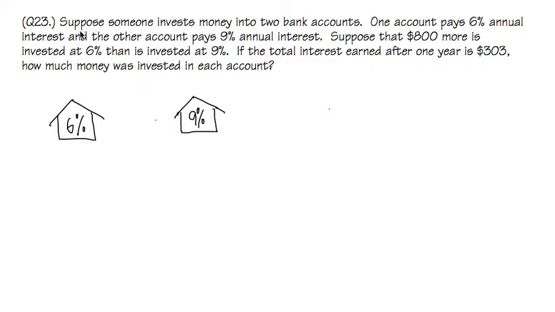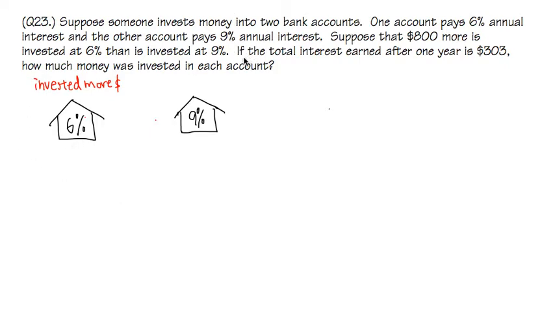Let's read the question. Suppose someone invests money into two bank accounts, and one pays 6%, the other one pays 9%. And we also know that $800 more was invested in the 6% account than the 9% account. Alright? So you should know that. Let's make a note right here. More money was invested in the 6% account. So for the answer, you should know that this is going to be a bigger number, all right?